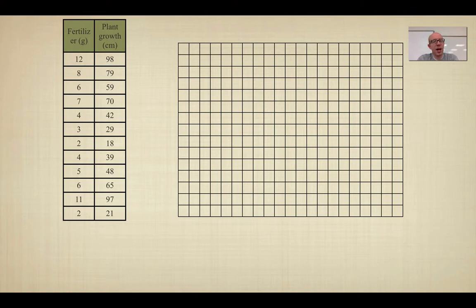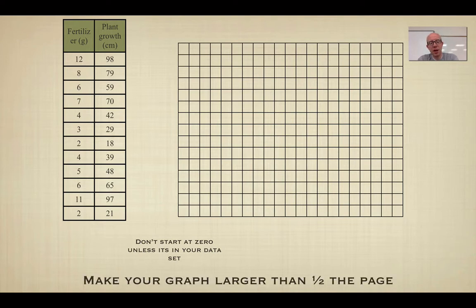On this left side here, we have all the data for the fertilizer given and the plant growth. So again, the first thing we're going to do is label the axes. Now we don't need to start at 0 unless it's in our data set. And we want to make our graph relatively large. When we're graphing by hand, we want to make it at least half a page. So we put a title: the effect of fertilizer amount on plant growth. And then we label our axes with the plant growth as the dependent variable and the fertilizer as the independent variable.